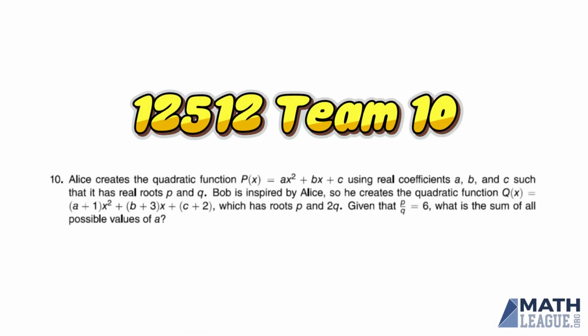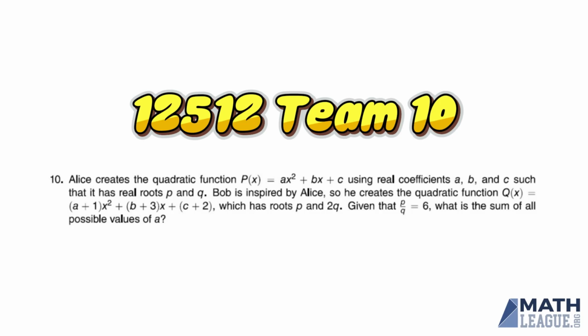Let's take a look. Alice creates the quadratic function p of x equals ax squared plus bx plus c using real coefficients a, b, and c such that it has real roots p and q. Bob is inspired by Alice, so he creates the quadratic function q of x equals (a plus 1) times x squared plus (b plus 3) times x plus (c plus 2), which has roots p and 2q. Given that p over q is equal to 6, what is the sum of all possible values of a?